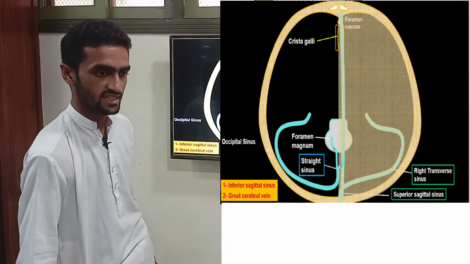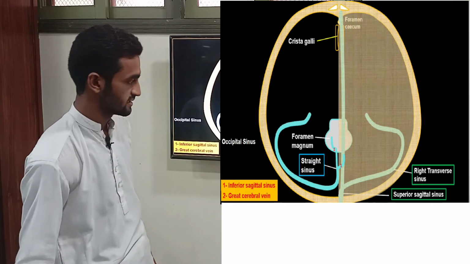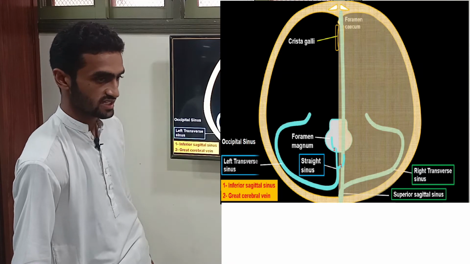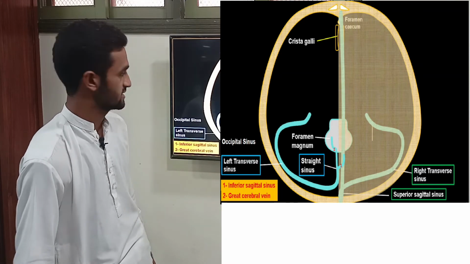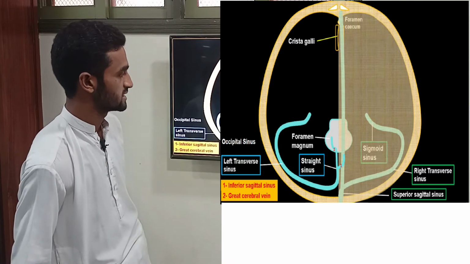And here is your right transverse sinus, which continues with the superior sagittal sinus, as you can see. Here is the left transverse sinus, which continues with the straight sinus. So everything is very beautiful in this picture.